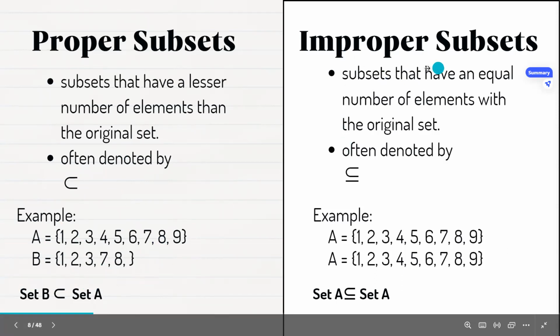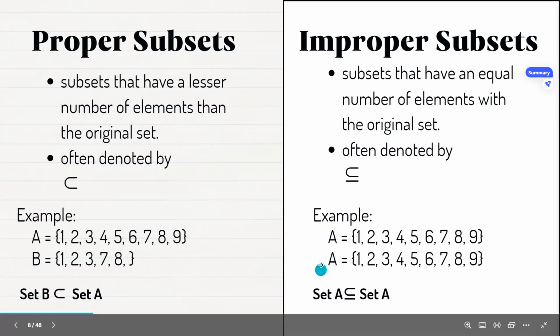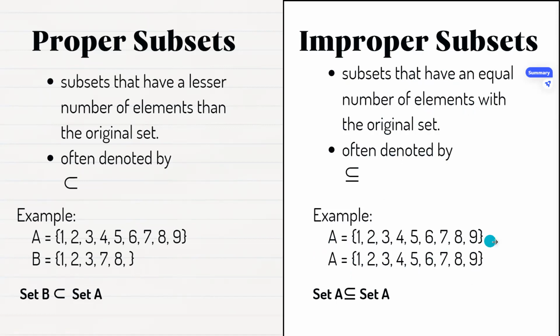Meanwhile, improper subsets are subsets that have an equal number of elements with the original set, often denoted by this sign, which is akin to your less than or equal to sign. For example, we have here the same given with A encompassing all digits from 1 to 9, and also set A with the same amount of elements. Therefore, we can see that all of the elements of set A are within set A.